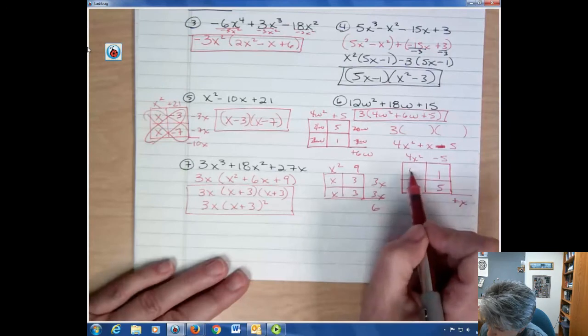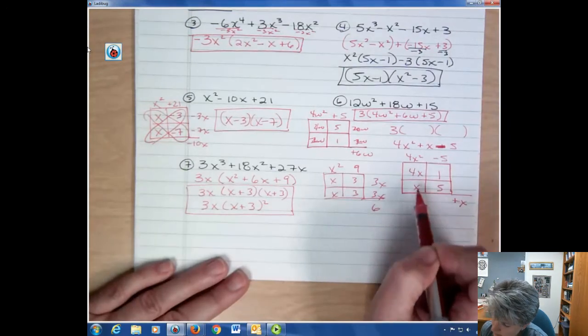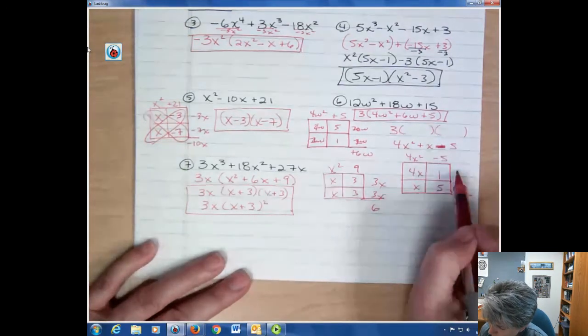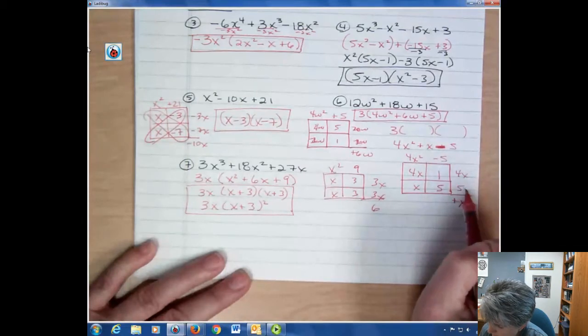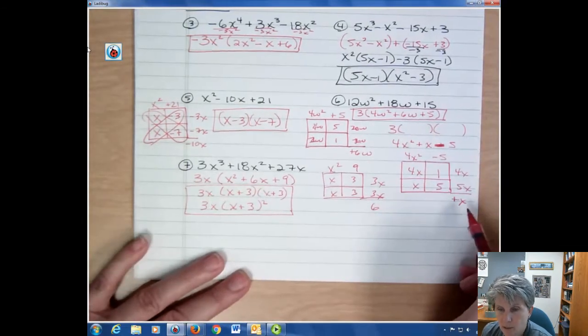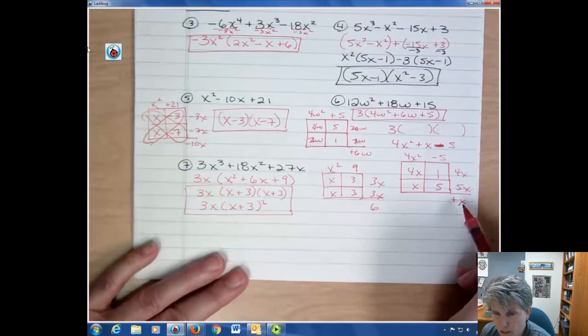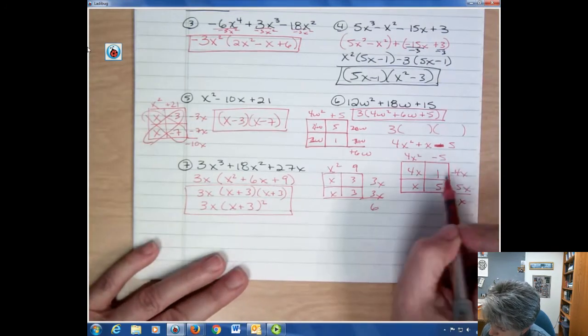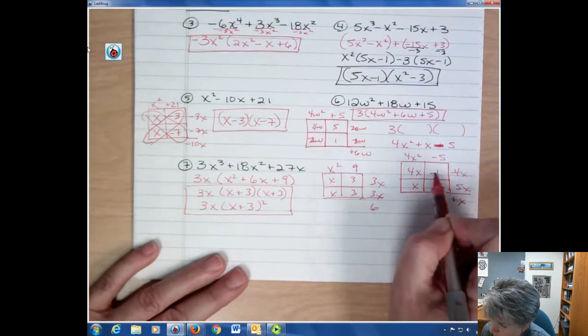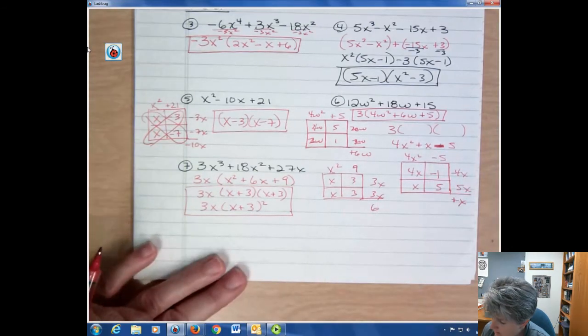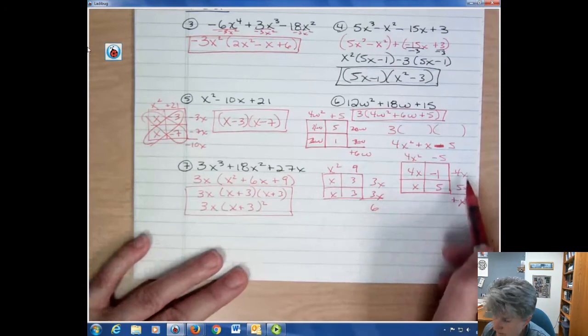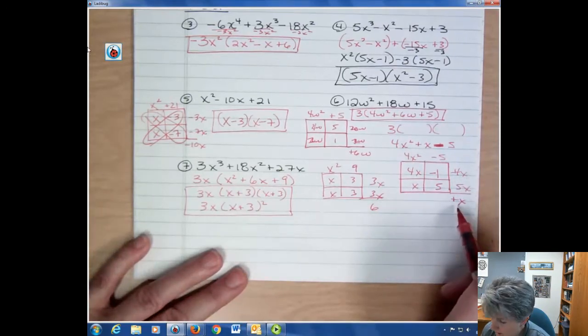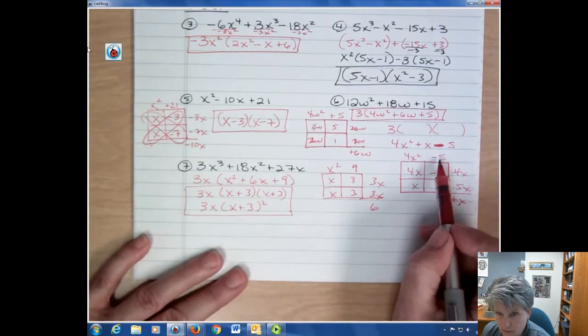But if I did 4x and 1x here, and I multiplied across, I'd get 4x and 5x, and that could get me to positive 1 as long as something in there was negative. Which one should be negative? The 4 should be negative, and we never put a negative in the first column, so it would be negative 1. Negative 4x and positive 5x add up to x. That's true. And negative 1 times 5 is negative 5, so that's true.